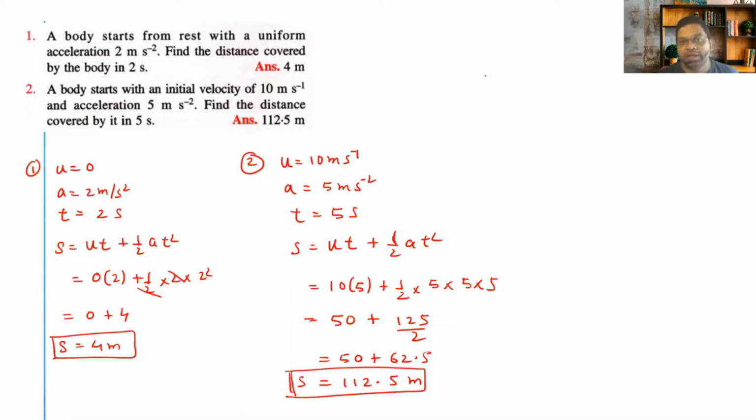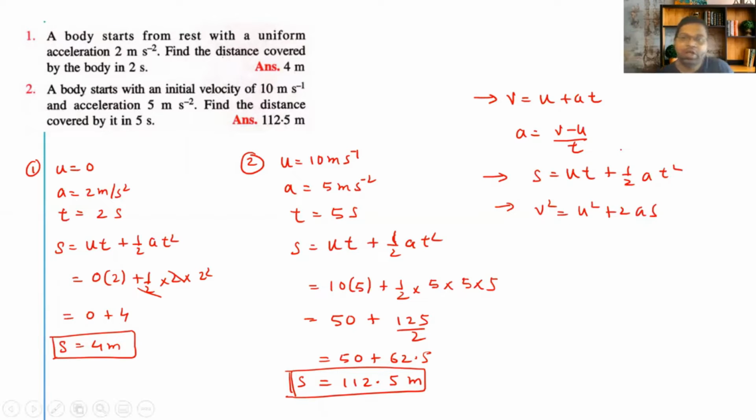Okay, so remember that there are three equations of motion. V is equal to u plus at, which can be written as a is equal to v minus u over t. And we have s is equal to ut plus half at squared, and v square is equal to u square plus 2as. So only three equations are there, and reading the question you should learn to pick up what is given to you, and so you will be able to choose an equation and get the answer.